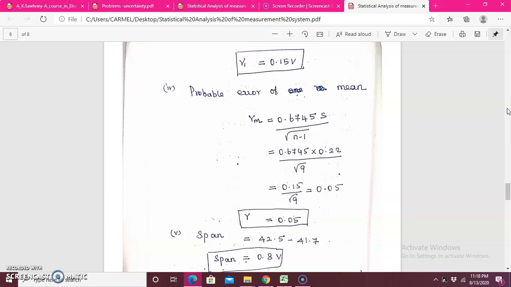Okay. So while you are doing this problem, you can understand how to calculate arithmetic mean, how to calculate standard deviation, how to calculate probable error of one reading, probable error of mean, and the last one is span. Okay. So these are some of the statistical analysis we have done for this particular problem. But in this problem, they haven't mentioned the deviations. If there is a deviation, you have to change the formula.